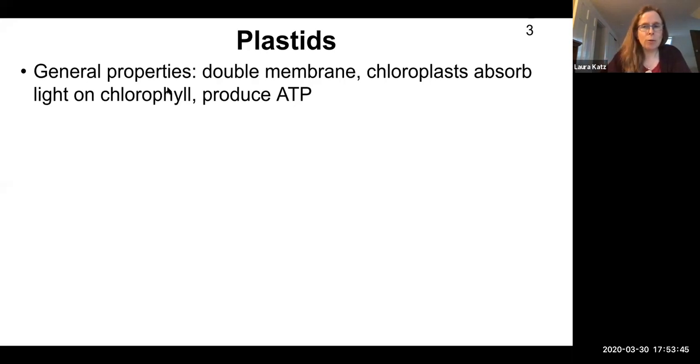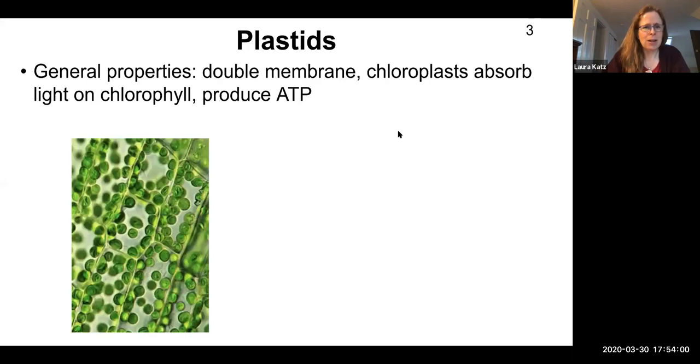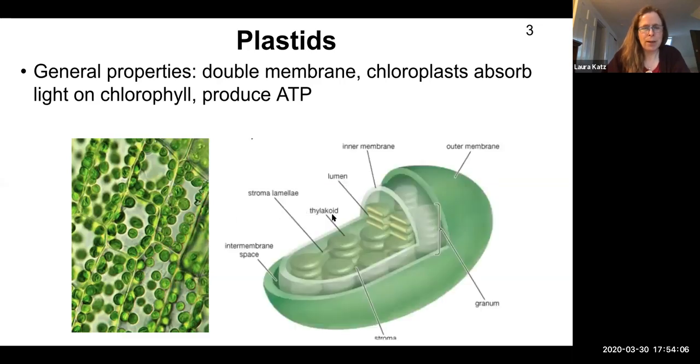There are general properties of chloroplasts. They are double membrane bound, and chloroplasts, the ones that are best studied, absorb light on chlorophyll and produce ATP. So my guess is you saw this in high school and perhaps early in college. Here is a picture of some plant cells with some chloroplasts within them. And here's a picture of what these chloroplasts would look like.